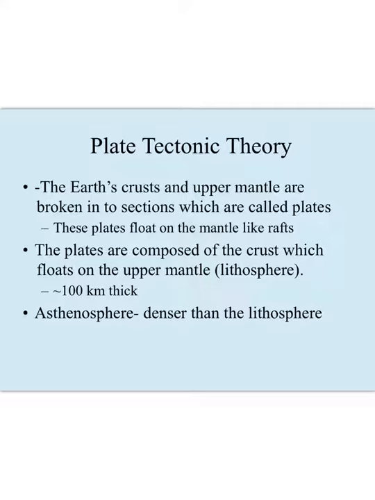At the bottom of the lithosphere is what is called the asthenosphere. This is a layer that is considered weak rock and can flow much like silly putty. This silly putty is going to flow in a convection cell that's going to move our plates.